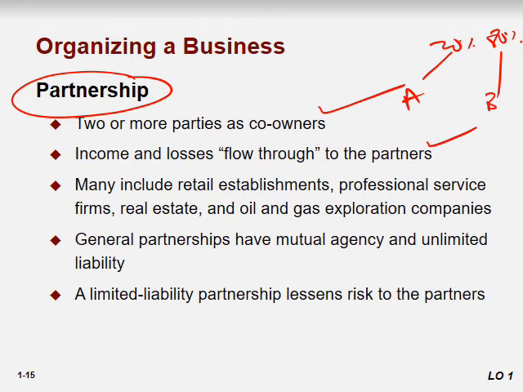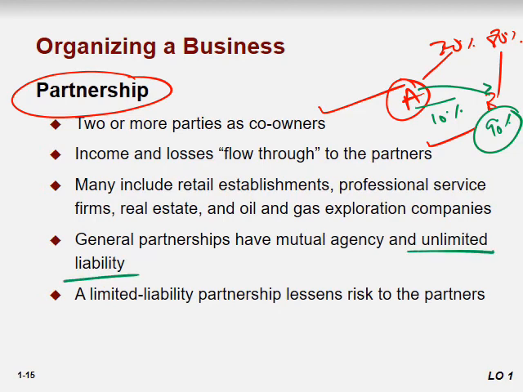But the question is, even if there is a 20% loss, and by selling A's personal wealth, A can only afford to fulfill 10% of the loss, then the liability would be transferred to B, and B would be covering 90% of the loss, because a partnership has unlimited liability. Partnerships may include retail establishments, professional service firms, real estate, and oil and gas exploration companies.